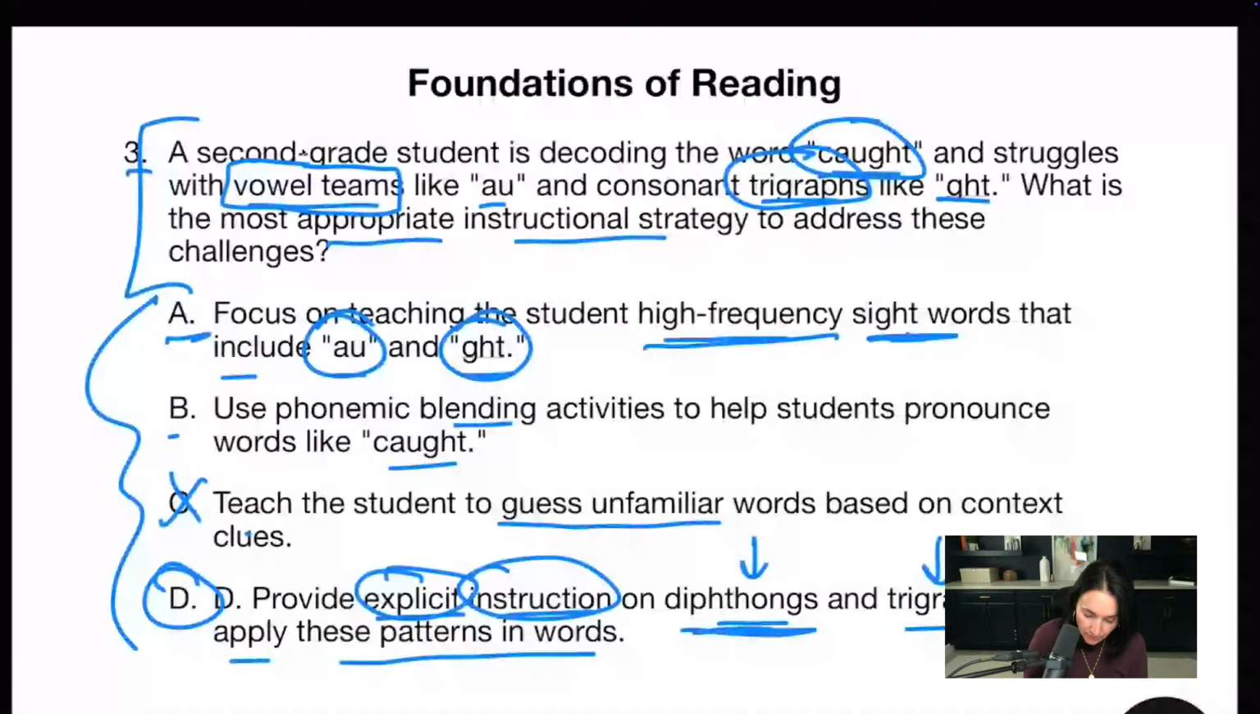Diphthongs work together like in oil and coin and things like that. And in caught, AU is often a diphthong because it doesn't make one sound. It makes an interesting sound, as in oi, ah. Notice it starts from the top and then moves to a different sound. That's a diphthong. As in oi, cow, ow, ow. Do you see how it makes an interesting sound?